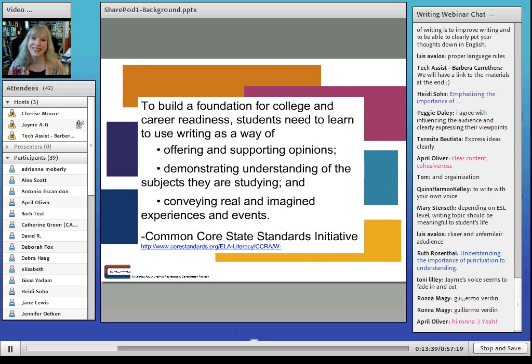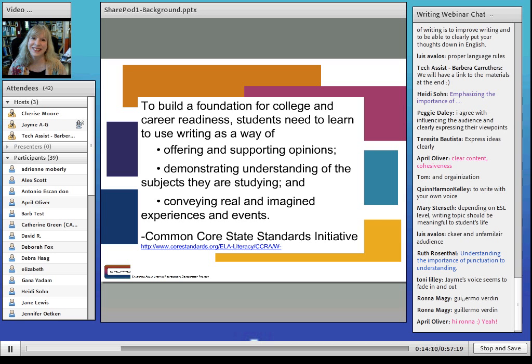This is the Common Core's concept of what we need to be teaching in writing. Now remember that Common Core hasn't gone for English language learners 100%. They haven't worked on the accommodations, but I think we know this is what's coming our way, and it's worth knowing that our students are going to be asked to be offering and supporting opinions, demonstrating understanding of the subjects they're studying, and conveying real and imagined experiences and events. So this is the type of writing that we need to be introducing.